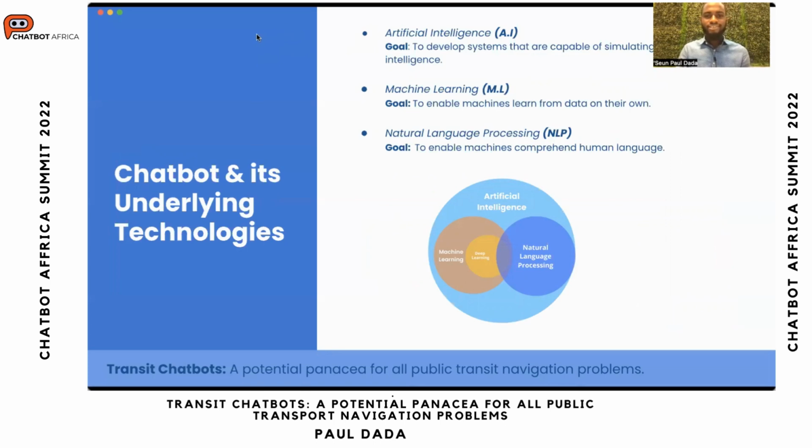The first point that we have here is artificial intelligence. This is the big umbrella body that hosts every other technology that supports chatbot systems. The goal of artificial intelligence is to build systems that simulate human intelligence. And we have machine learning and natural language processing, which are subsets of artificial intelligence. Machine learning is where machines are trained to learn on their own. Natural language processing is where machines are trained to comprehend human language.